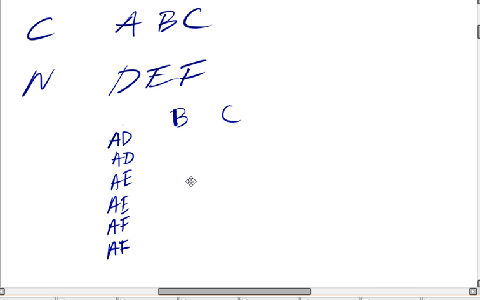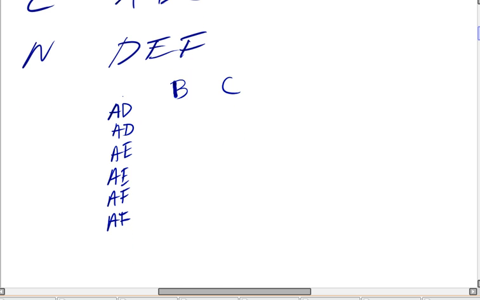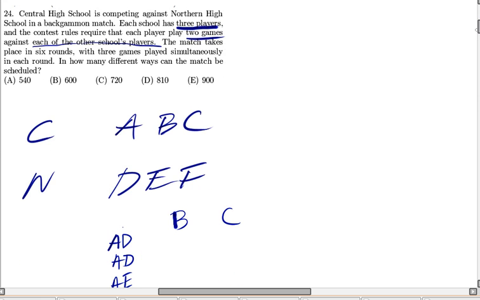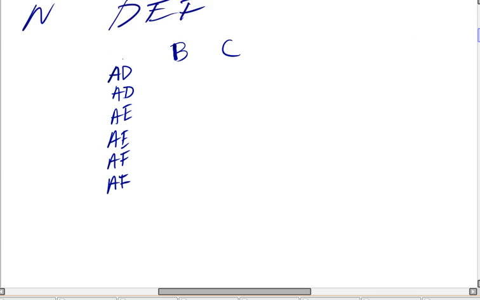Now, we know that we need to have each pair twice, since each player must play 2 games against each of the other school's players. And since 3 games take place simultaneously, everyone is playing. I mean, consider this case. That's 3 games and everyone's playing, and every other possible arrangement results in every single person playing.